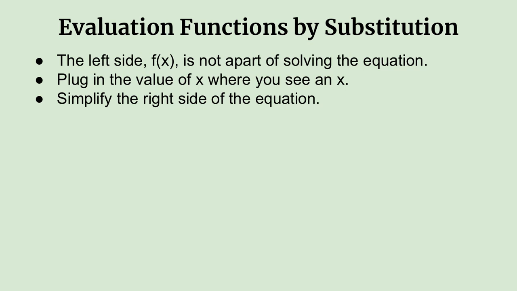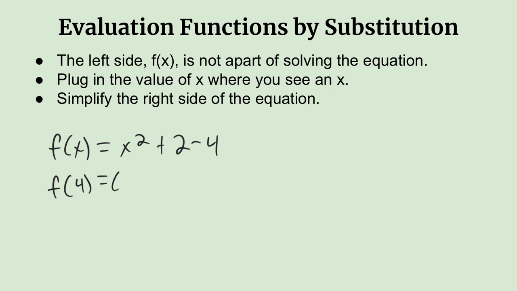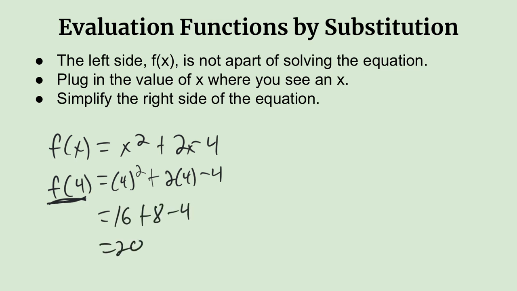The last thing is evaluating functions by substitution. All this means is if you have a function f(x) equals x squared plus 2x minus 4, and we want to plug numbers into that, it's going to look like f of 4 equals, and then wherever you see an x, you plug in that 4. The left side is just telling you what you plugged in. It's not actually part of solving the equation. So when you plug 4 in, you get 20 out.